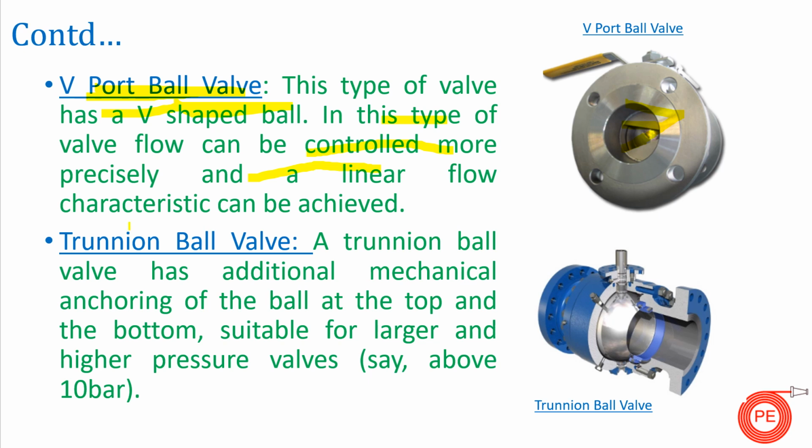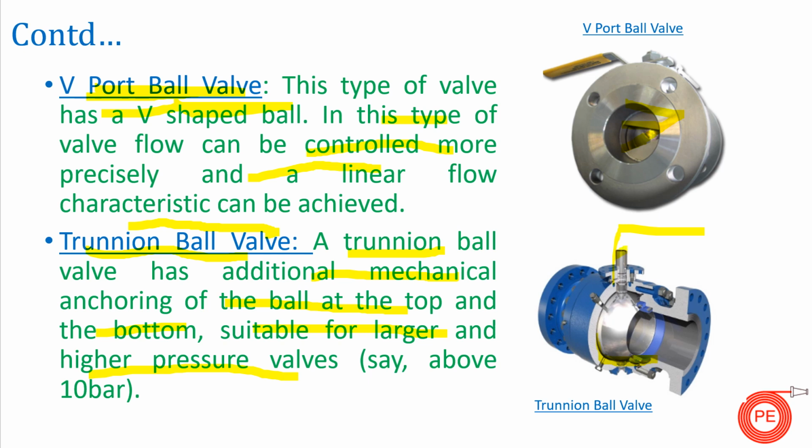So next is the trunnion ball valve. So basically what is the difference between other generalized ball valves and trunnion ball valves is, in other generalized ball valves, the ball is mounted on a seat at the lower end, and it is tied to the handle from the upper end. But in a trunnion ball valve there is an additional mechanical anchoring of the ball at the top and the bottom, suitable for larger and high pressure valves.